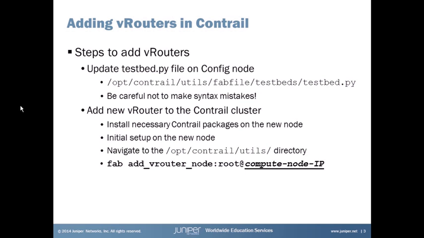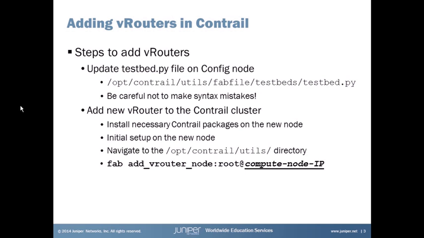And then to add a new vRouter, the first thing you need to do, on the new node, is install the necessary Contrail packages. Then you need to do the initial setup for the new node. This means the host name, the management interface, things like that. So you need to make sure you do that on the new node first.